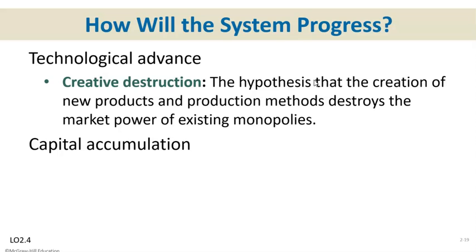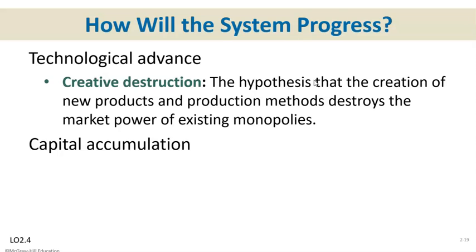The system continues to improve through technological advances because entrepreneurs and business owners are always trying to find new methods of production or new goods that never existed before to try to increase their profits. So we're going to see a lot of technological advances and also capital accumulation. When firms have profit, a lot of times they will purchase more capital goods, and that will allow them to become even more profitable in the future.